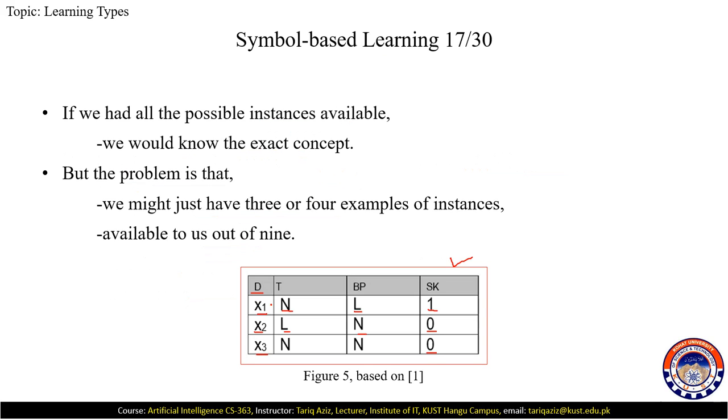Now we have to use this instance space. Sorry, our learner has to use this instance space, and based on it, our learner will then decide whether the patient is sick or healthy.